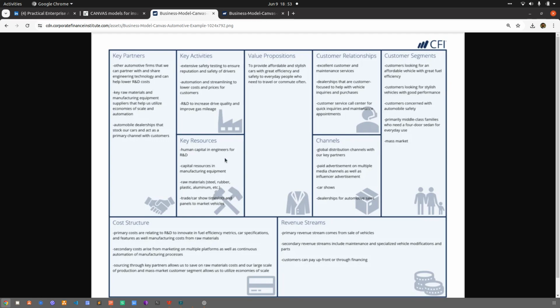Their resources are people doing R&D, capital resources for building the automobile, the raw material providers, trade shows, and essentially their key activities are safety testing, automation and streamlining to lower costs, R&D to increase drive.